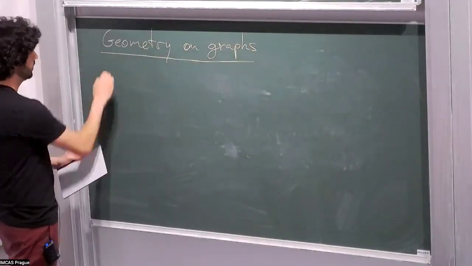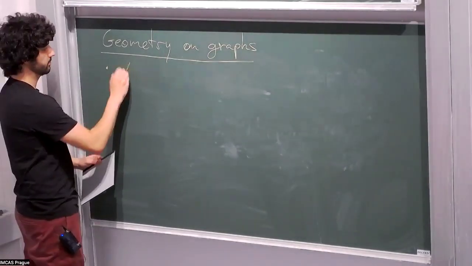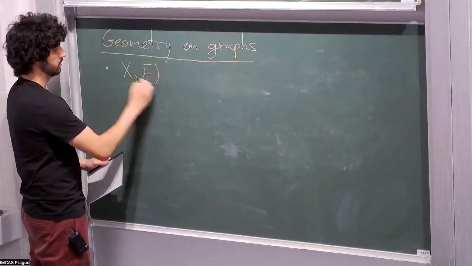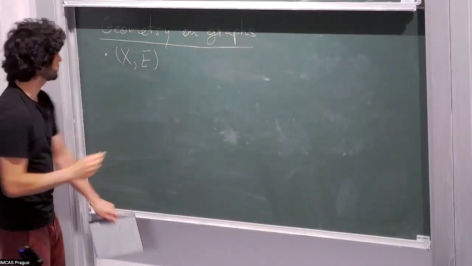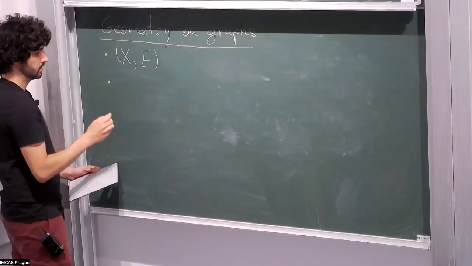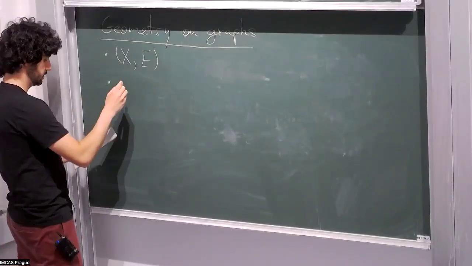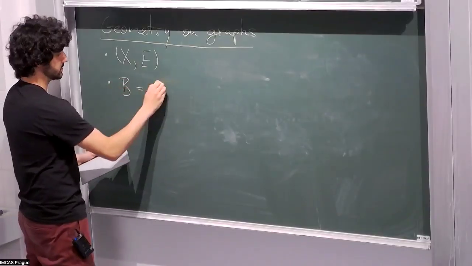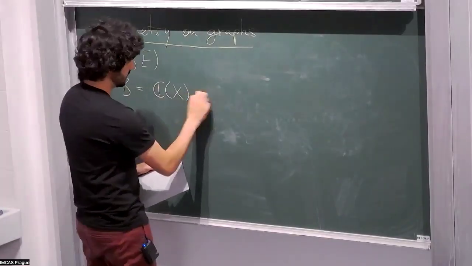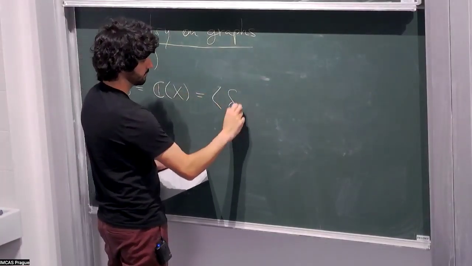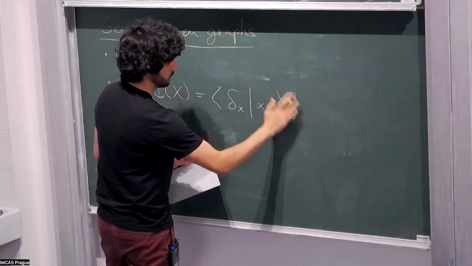All right, so again, we have a set of vertices X and a set of edges E for a specific graph. And then we take our base algebra. This graph would then be our space-time manifold, to be just the algebra of functions on the vertices. And this is then spanned by the delta functions on the vertices.